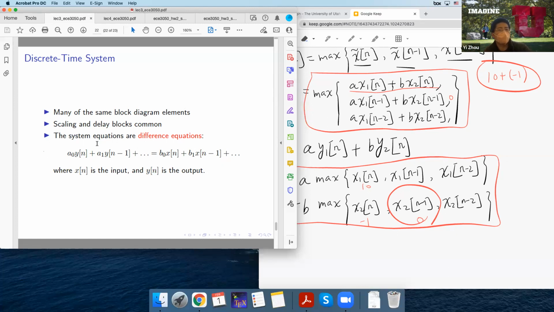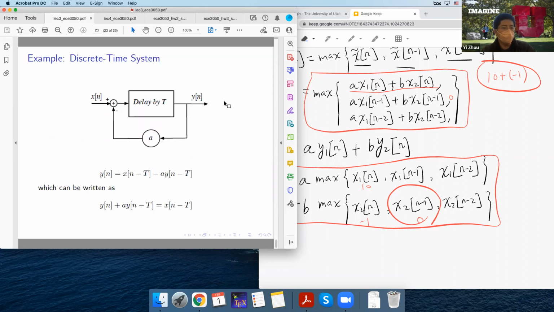On the left hand side, we have all types of differences of the y[n] signal: y[n], y[n minus 1], and so on. And on the right hand side are all the delayed versions of the input signal x[n]. So we call this type of equation a difference equation. Now, what type of systems can be described in this way?